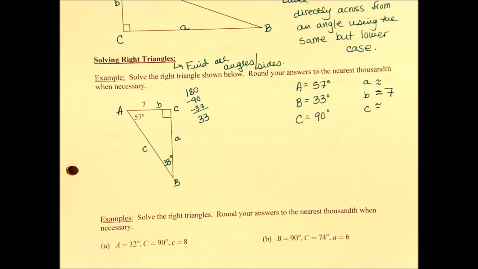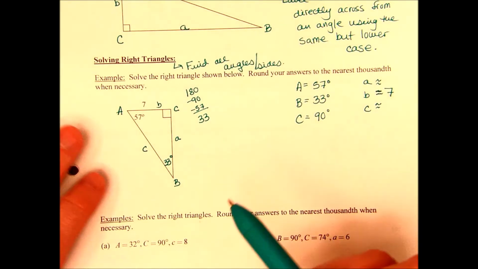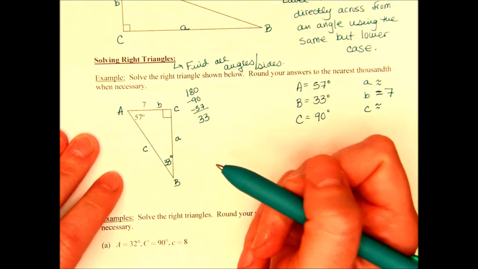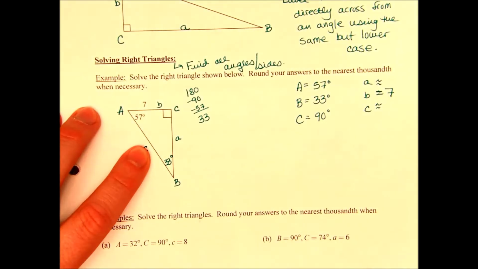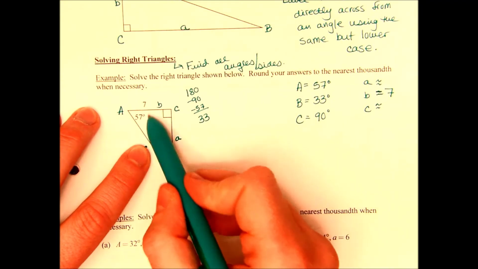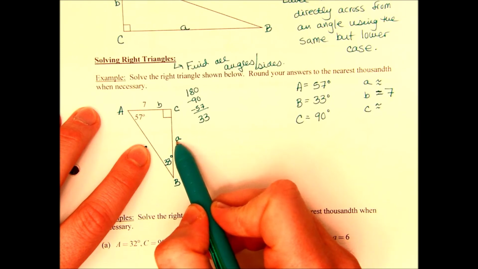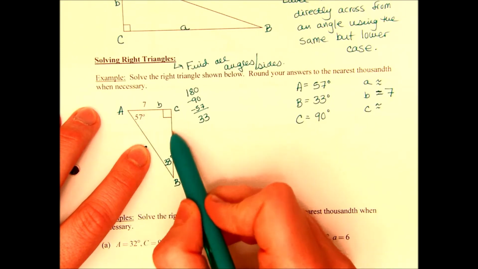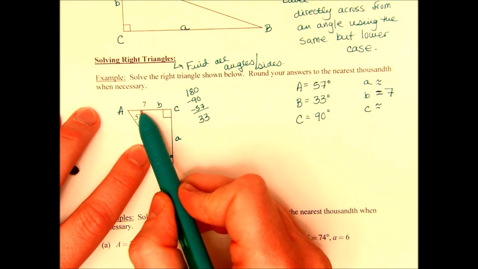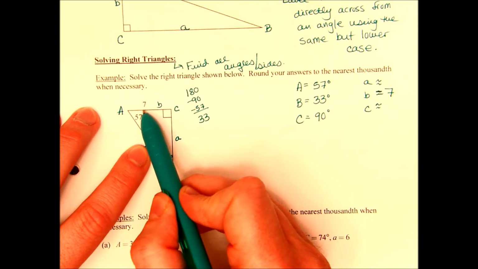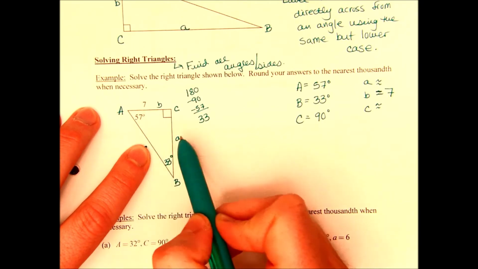Next, we need to try to find little a and little c. And trigonometry is going to help us get there. For example, if I want to find little a, let's ignore little c for right now. I want to use one of the angles. Why don't I use the 57 because that was the one given. I want to use the side that I'm looking for, which if I'm dealing with 57, this side would be my opposite. And I also want to use the side that I was given. I was given 7, which is my adjacent.